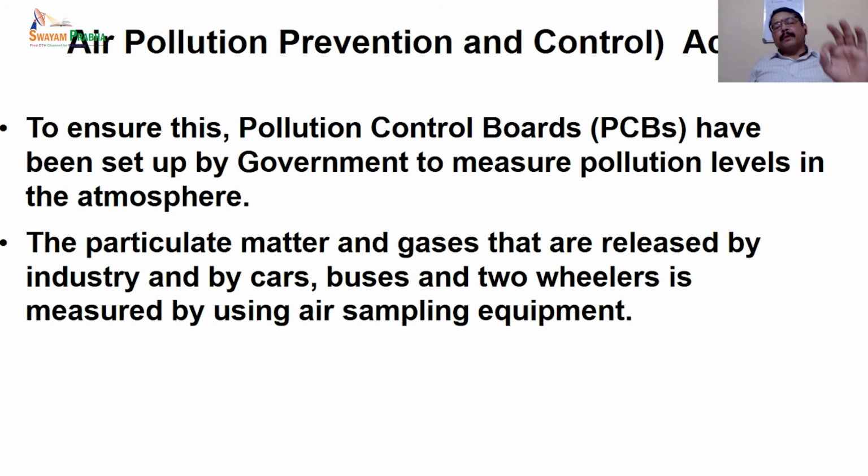When you look at the Air Pollution Prevention and Control Act, to ensure this act, pollution control boards are being set up by the government to measure the pollution levels in the atmosphere. Very particularly, you can find every vehicle, two-wheeler or four-wheeler, should have a pollution certificate saying that the pollution is under control. The pollution control stations are located near the petrol pumps. They use a probe inserted into the exhaust pipe of the vehicle, check the levels of carbon, hydrocarbons, oxides of carbon, sulfur and other things, and they give the threshold levels.